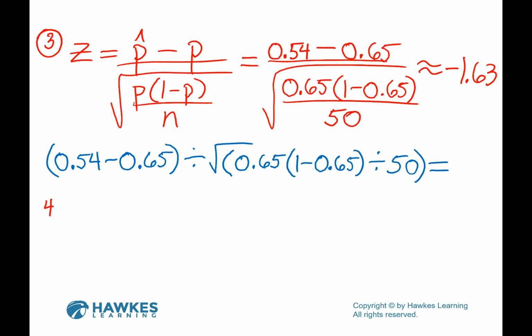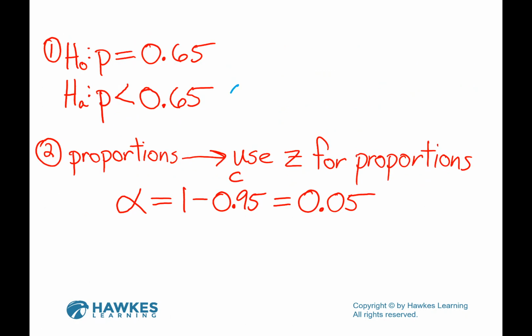So then almost done. Step 4, I need the p-value. For our p-value, we need some other information. We need to know what type of hypothesis test we're doing. Is it left-tailed, right-tailed, or two-tailed? So what kind is this one? Yeah, less than points to the left. So we're looking at our alternative hypothesis. So this is a left-tailed test.